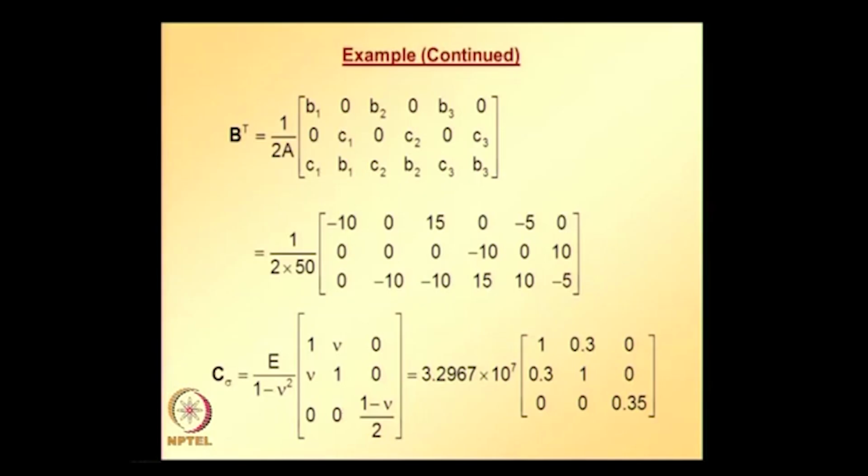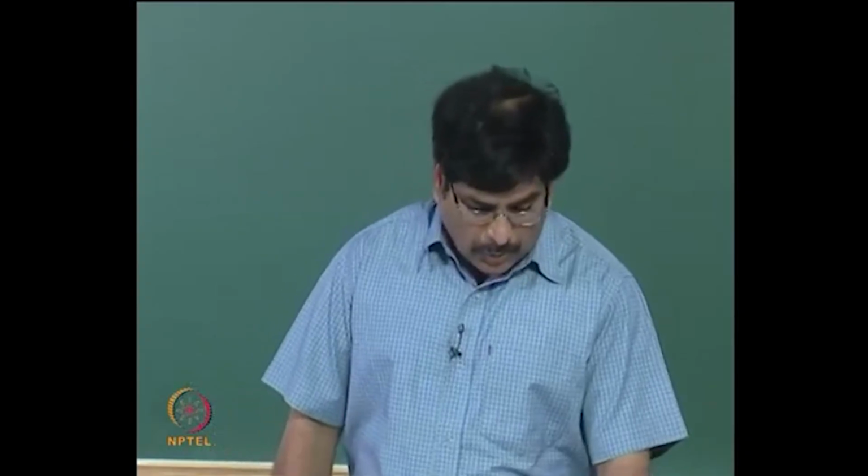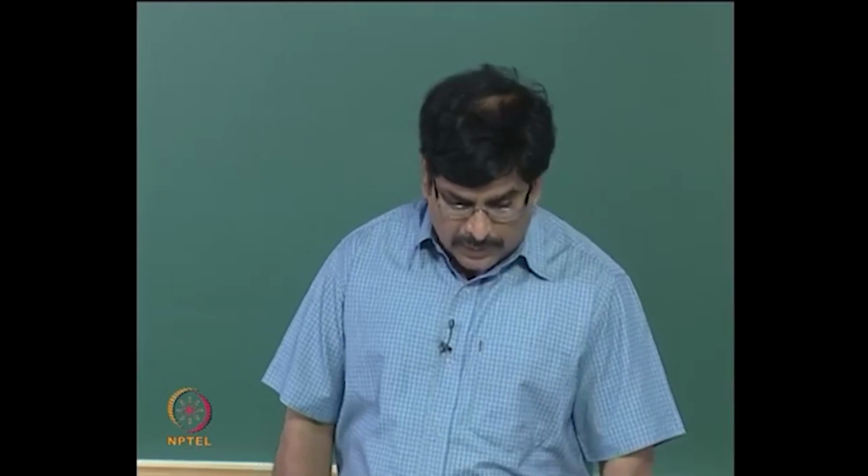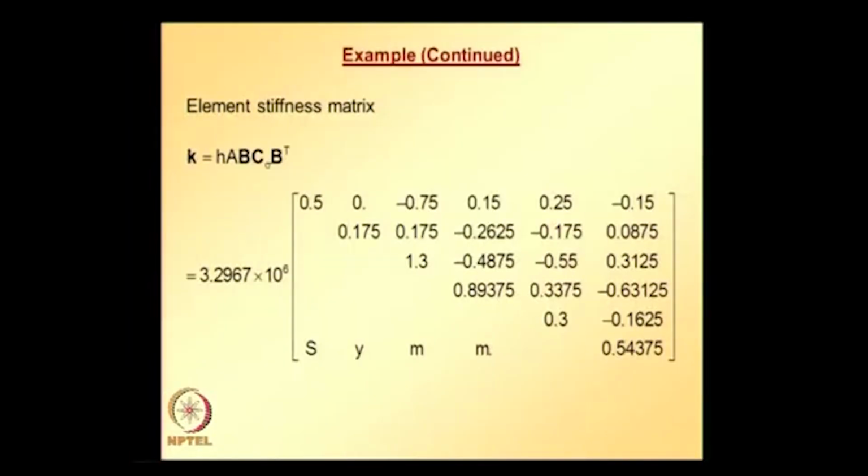and since we are dealing with a 3 node triangular element, since B matrix is constant, we do not need to do numerical integration to get the element stiffness matrix. We can directly carry out multiplication H times A times B times C times B transpose. So, carrying out those multiplications of matrices, we get this element stiffness matrix for element 1.